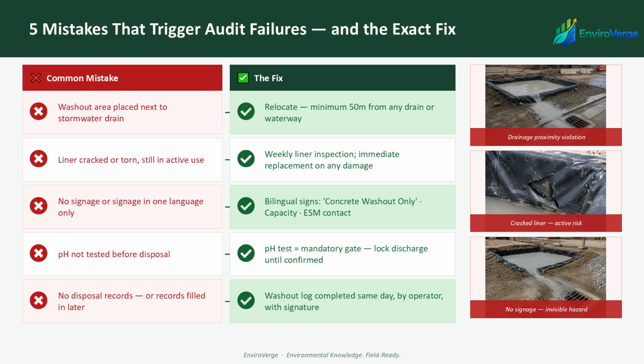Mistake 5. No disposal records, or records filled in retrospectively. The fix? The washout log is completed on the day of the event, by the operator, with a genuine signature. Every one of these is correctable within one working day. None of them should appear in an audit report more than once.